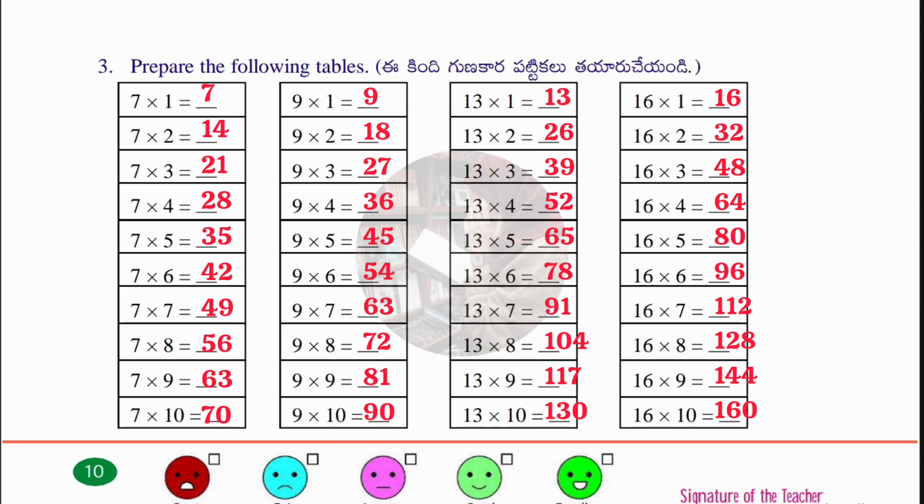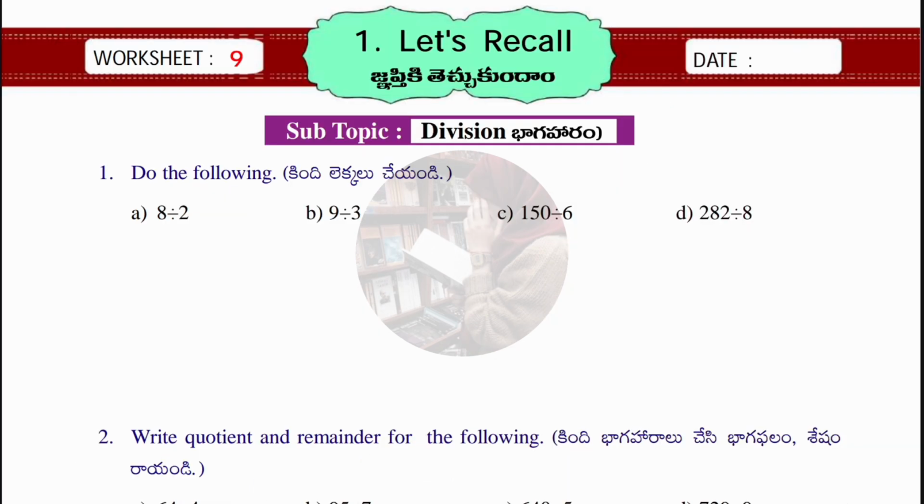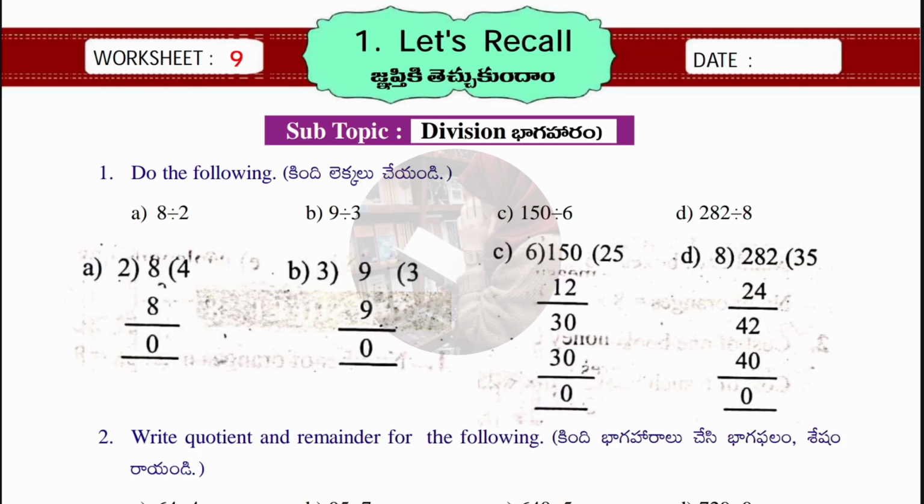Okay, now let's move on to the next worksheet, that is worksheet number 9. Here the subtopic is division. Okay guys, let's see this. So first Roman is, do the following. 8 divisible by 2. You have to write it down, 8 divisible by 2. Here I have given the answer for each and every question. Please pause the video and write it down.